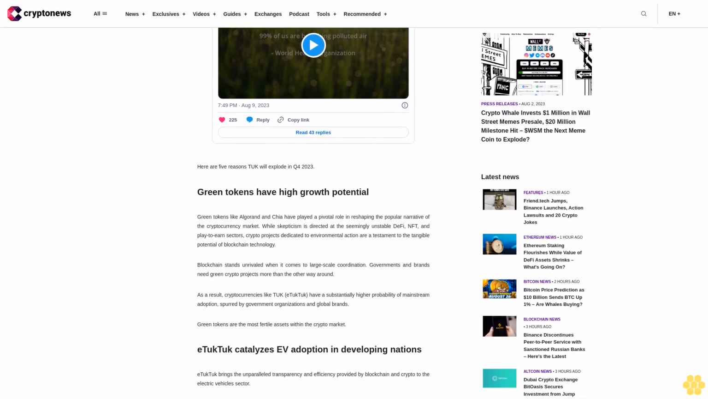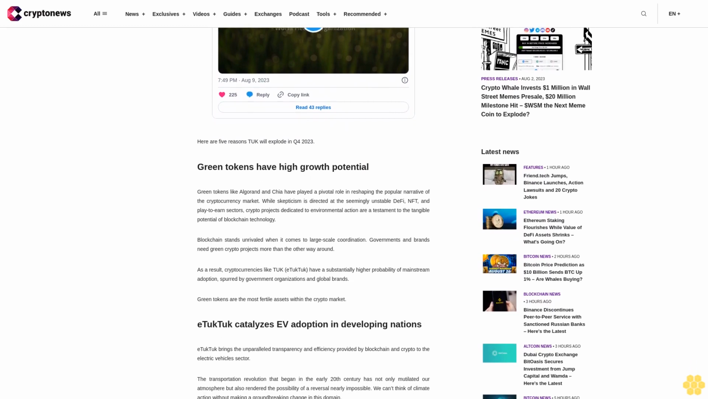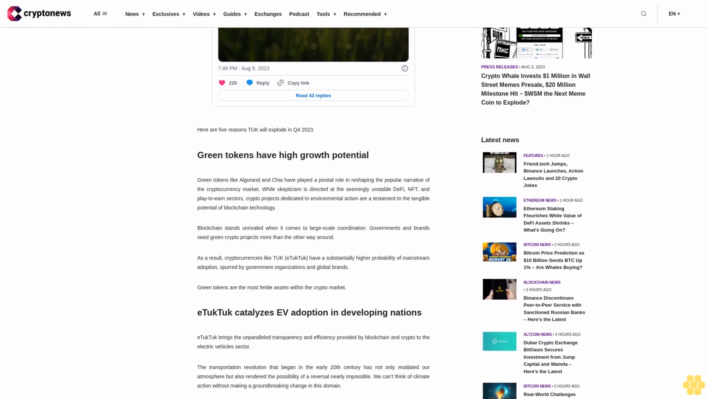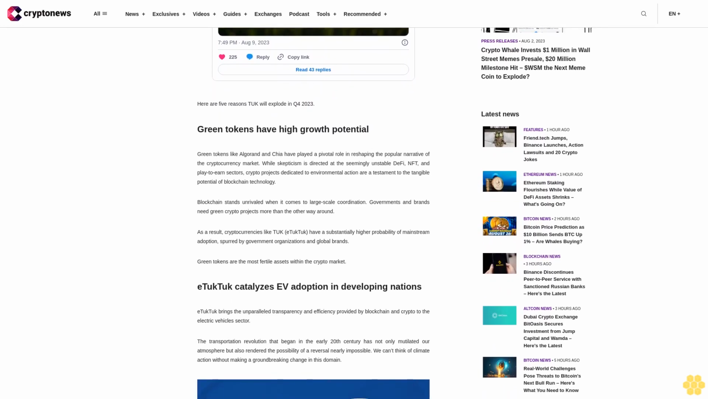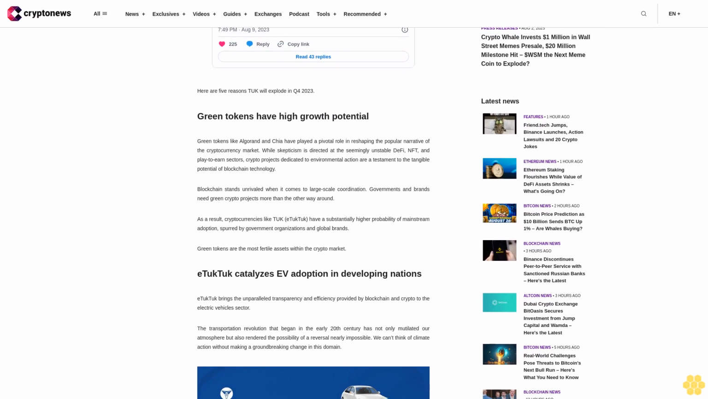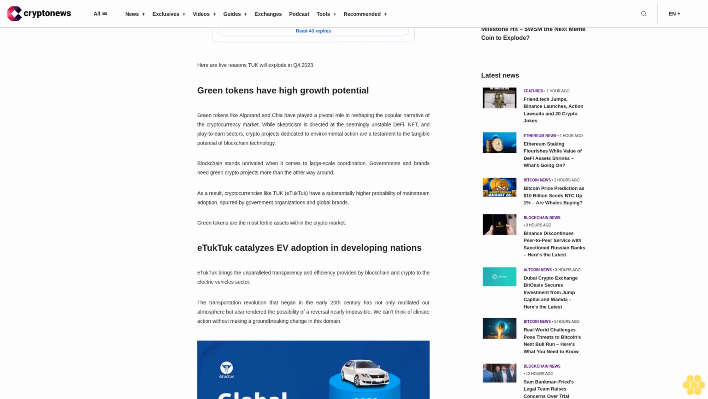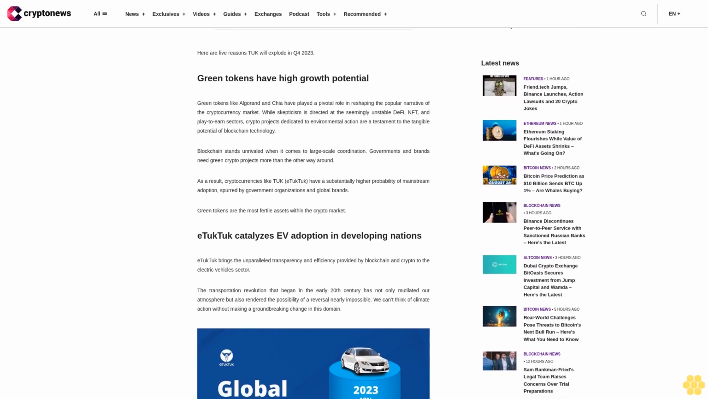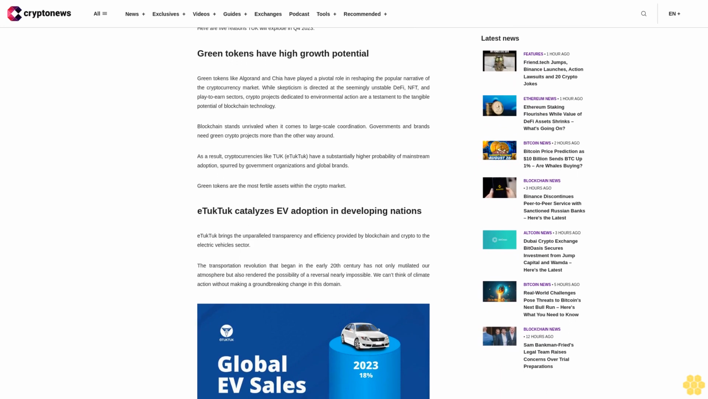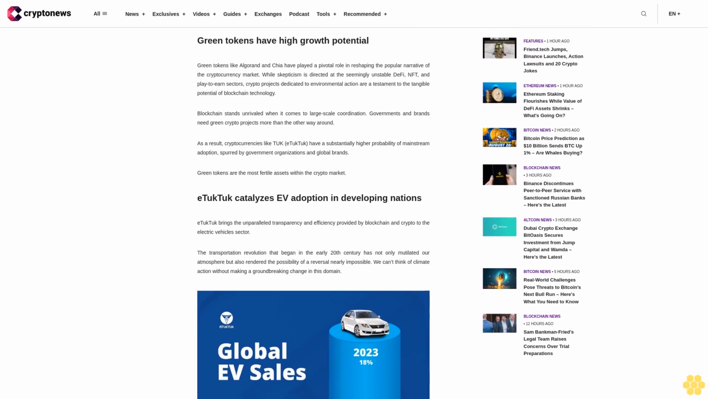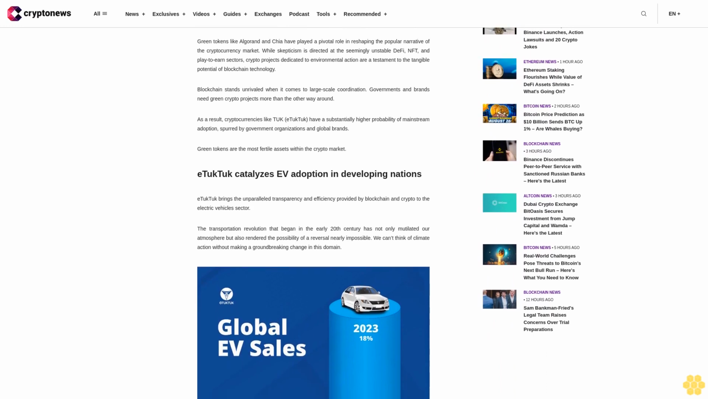eTukTuk catalyzes EV adoption in developing nations. eTukTuk brings the unparalleled transparency and efficiency provided by blockchain and crypto to the electric vehicle sector. The transportation revolution that began in the early 20th century has not only mutilated our atmosphere but also rendered the possibility of a reversal nearly impossible. We can't think of climate action without making a groundbreaking change in this domain. That's what EVs are all about. Powered by electricity, they present a cleaner alternative to carbon-intensive vehicles that run on fossil fuels.